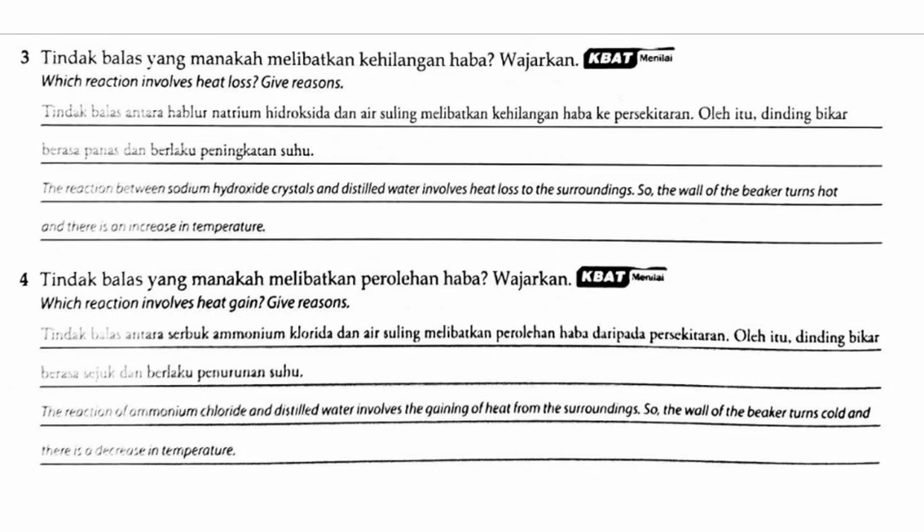Which reaction involves heat gain? Give reasons. The reaction of ammonium chloride and distilled water involves the gaining of heat from the surroundings. So, the wall of the beaker turns cold and there is a decrease in temperature.